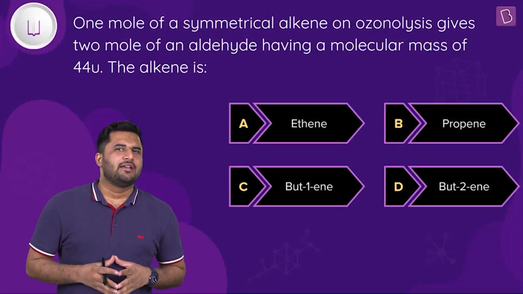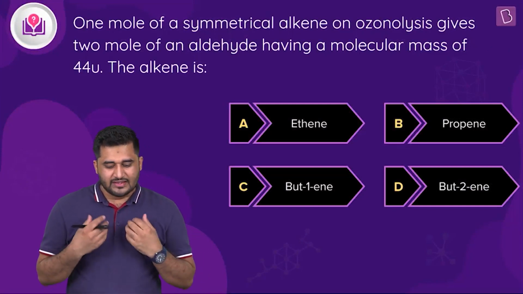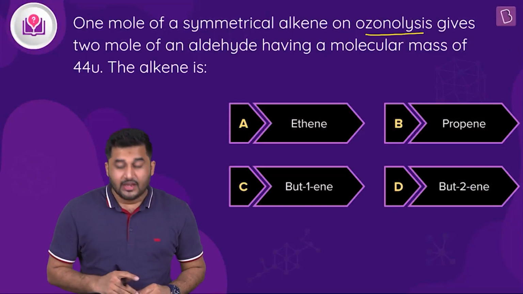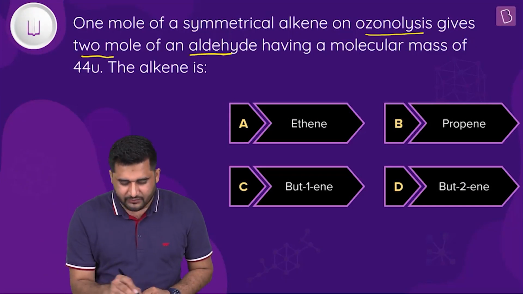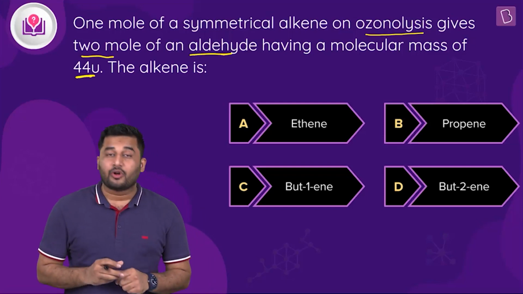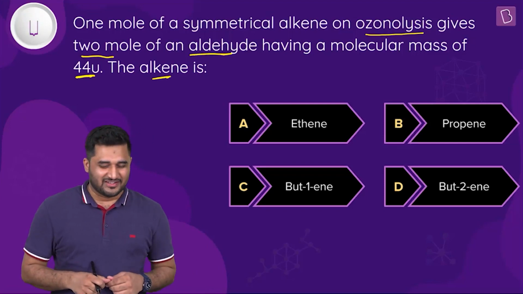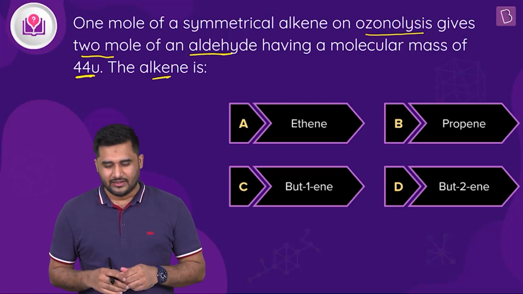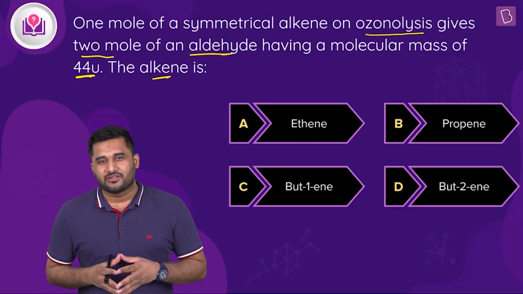Hi, let's have a look at this question. You can see in the question we have 1 mole of symmetrical alkene which is made to undergo ozonolysis to give 2 moles of an aldehyde with a molecular mass of 44 U, and you have to find the alkene. Very, very interesting question. So first of all, one thing is clear, the alkene is symmetrical. All right, symmetrical alkene, let's look for the symmetrical alkenes in the options first of all.